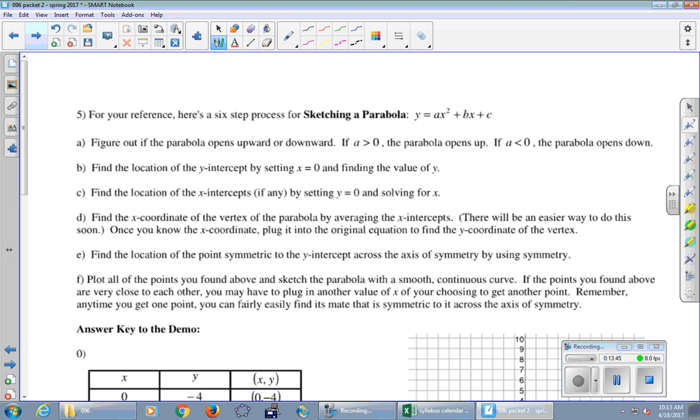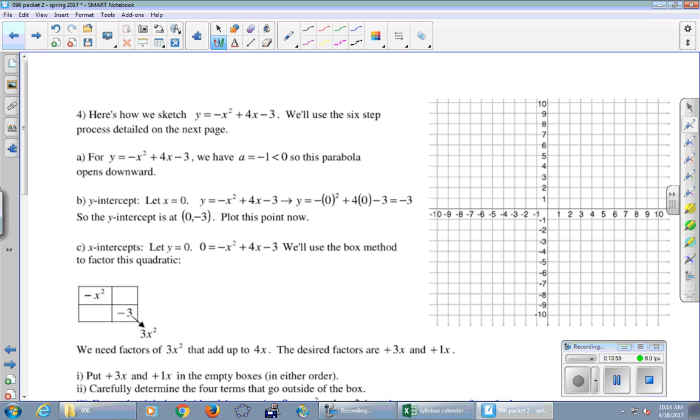It says step A, figure out if the parabola opens upward or downward. So you can have a parabola going that way or a parabola going that way. If the a value is positive, the parabola opens up. And if the a value is negative, the parabola opens down. So taking a look here, how much is the a value if it's supposed to be ax squared plus bx plus c? A is negative 1, right? And so again, if the a is positive, then this curve opens up, and if the a is negative, the curve opens down. So in this case, since a is negative 1, which is less than 0, this parabola opens down.